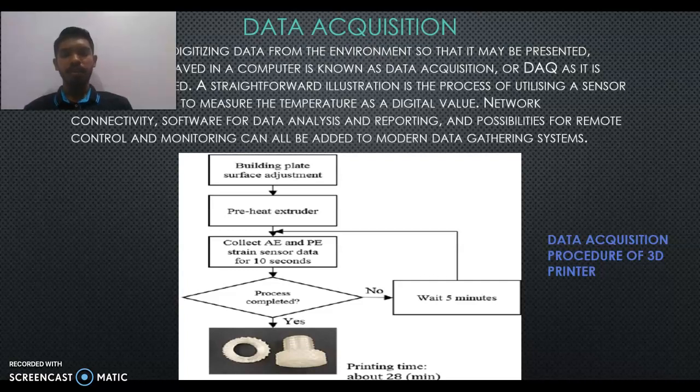Building the plate surface adjustment. The next step would be to preheat the extruder, and then collect AE and PE strain sensor data for 10 seconds. If the process is completed, the print time would be about 28 minutes, depending on the 3D model we will be printing. If not, we should wait for another 5 minutes.